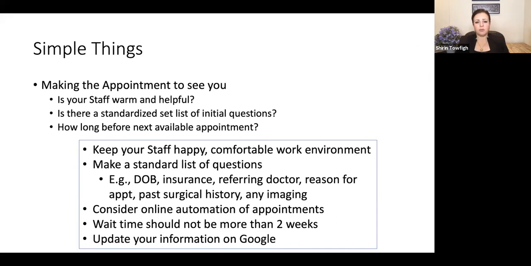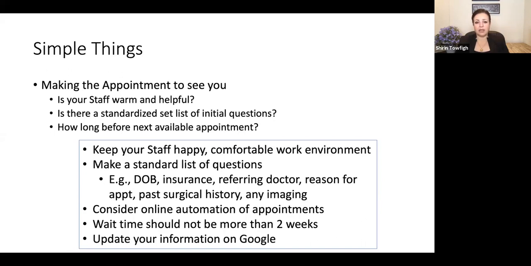In terms of making the appointment, when the patient calls, is your staff warm and helpful? Do they have a standardized set list of initial questions as part of their intake? And how long before the next available appointment? I strongly believe that you should keep your staff happy and feel like they're in a comfortable work environment. That will show in the way that they answer the phone. In my office, we have a standard list of questions. So the patients are asked for their date of birth, their insurance information, how they were referred, why they're seeing me.